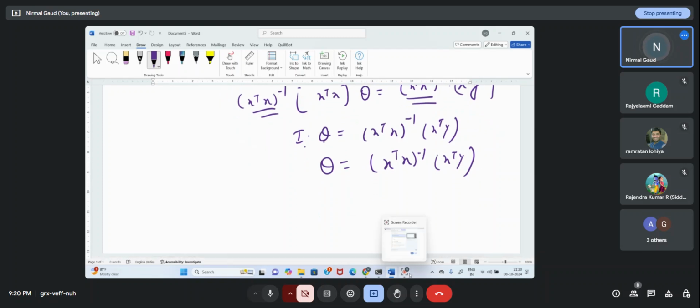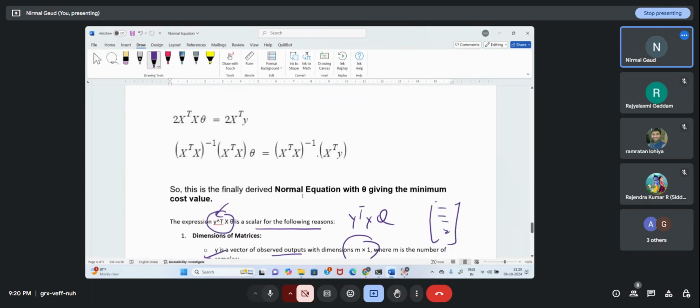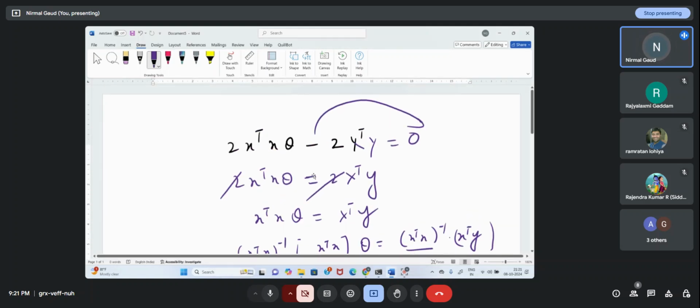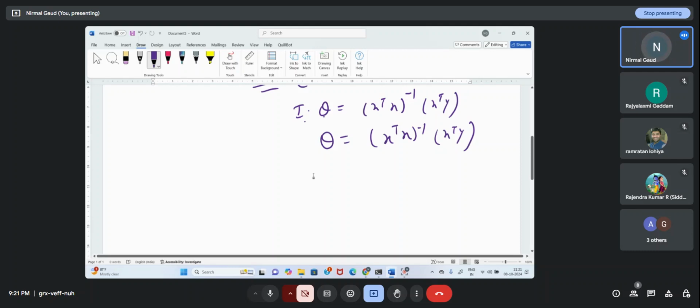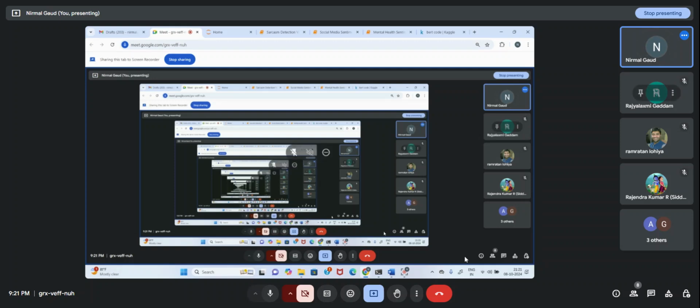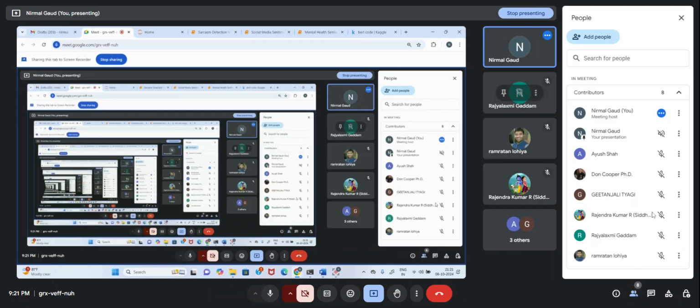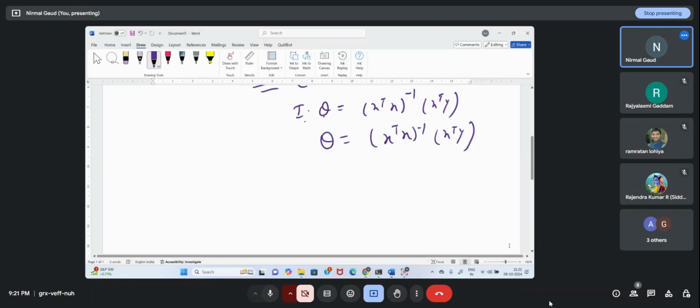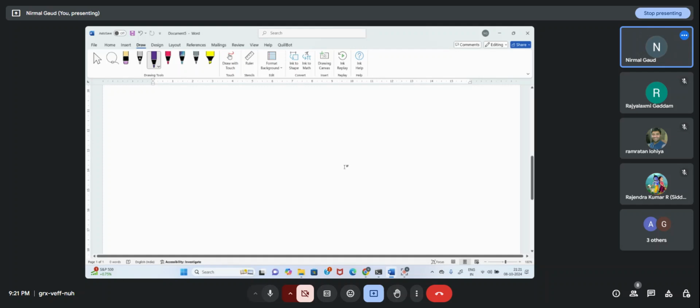Let me check. This is what I needed to derive: x transpose x inverse x transpose y. This is the normal equation with a minimum cost function. I know that you have been in trouble with some parts of the derivation. But maths requires deep consideration and understanding, and only then can things be understood. And here the entire matrix has been used. So I will re-explain it again tomorrow. Don't worry.